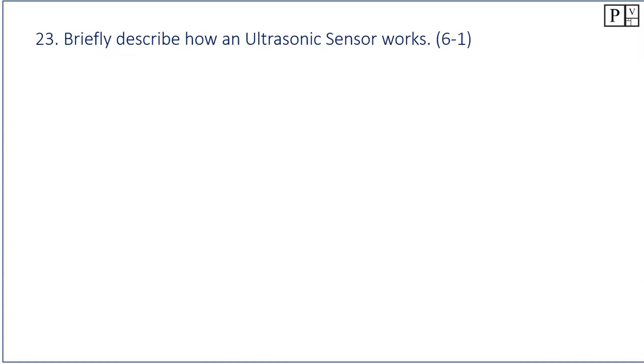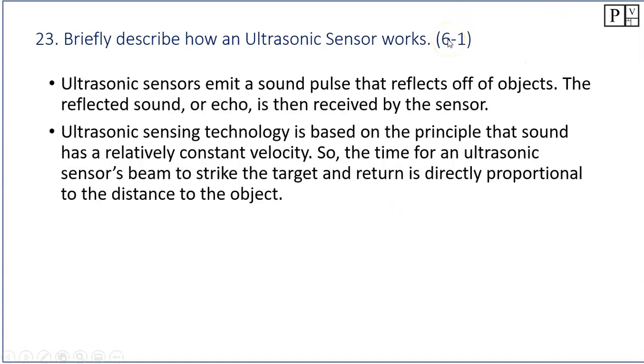23, describe how an ultrasonic sensor works. Again, we're referencing chapter 6 of the Allen Bradley manual. Basically it sends out an ultrasonic sound wave, bounces off the object, and it comes back, and it looks at the transmission time because it knows the speed of sound, and it just sees how long that sound wave took to go out and come back to the receiver.